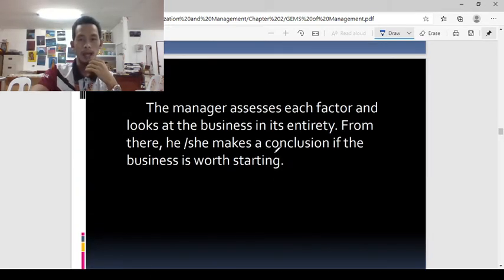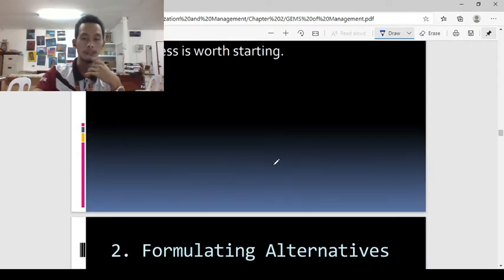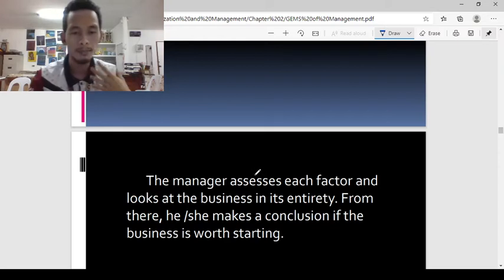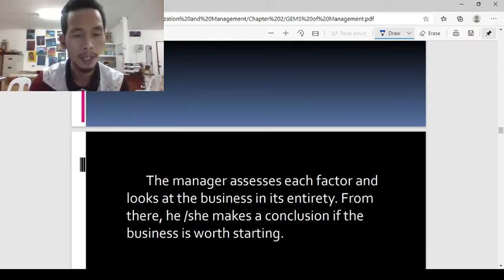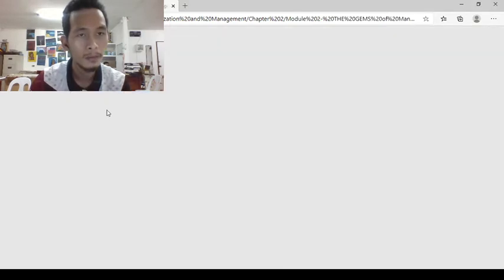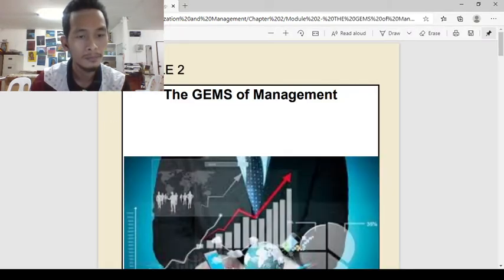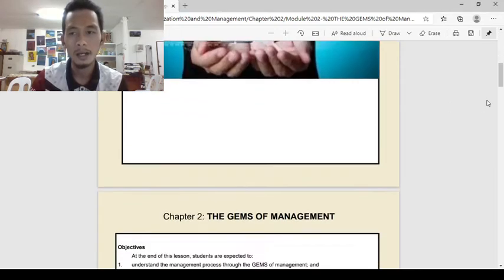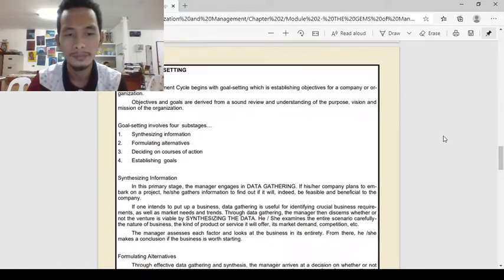Number 2. After knowing whether the business is worth starting or not, number 2 is formulating alternatives. I'd like to cite as an example the case of Mang Juan. Okay, the case of Mang Juan.